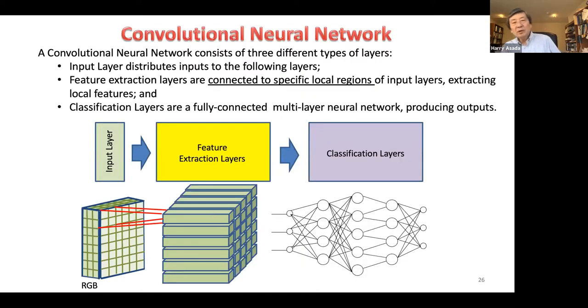So a convolutional neural network consists of three major blocks. One is an input layer. This is nothing but a distributed signal to the next layer. This yellow block is very important, the feature extraction layers. That has several steps, and then passes on to the classification layers, which consist of a fully connected multi-layered neural network. So the feature extraction layers are connected to specific local regions of the input layer, extracting local features, and the classification layers are fully connected to the multi-layer neural network, producing outputs.